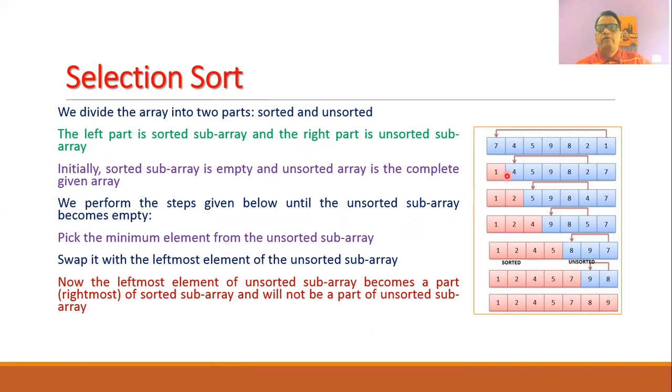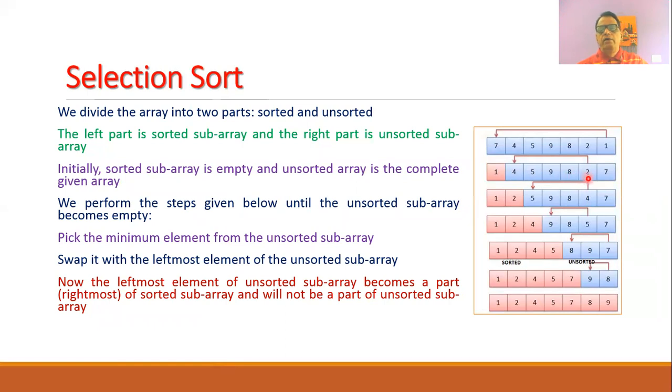Say, for example, we have been given an array which consists of these numbers: 7, 4, 5, 9, 8, 2, and 1. Now, initially, all these elements are part of the unsorted array, and therefore they are indicated in blue color. Now, what we will do is pick up the minimum among these. We know that the minimum among these is 1, and therefore it is swapped with the first leftmost element, that is 7. Therefore, 1 will be shifted here and 7 will be shifted here. Now, this 1 becomes the element of the sorted array, and all these are the elements of the unsorted array.